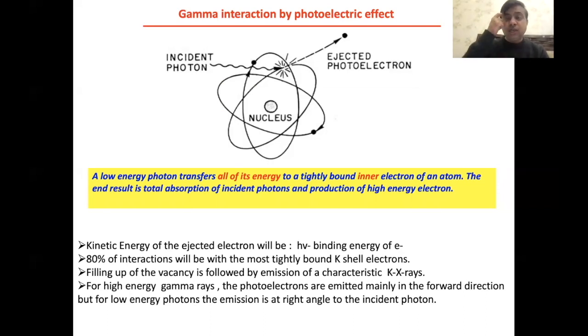So now, after these observations, the kinetic energy of the ejected electron will be h nu, which is the incident energy, minus the binding energy of the electron. 80% of interactions will be with the tightly bound K shell electron. We know that K, L, M, N are the shells, normally the models we use to understand this effect. Then a vacancy is created in the inner shell. So an electron from the outer shell will come to fill up the vacancy, and that leads to the emission of a characteristic X-ray, which is normally called a soft X-ray. In the case of high energy gamma rays, the photoelectrons are emitted mainly in the forward direction. But for low energy photons, the emission is at right angle to the incident light. So that is normally the case.